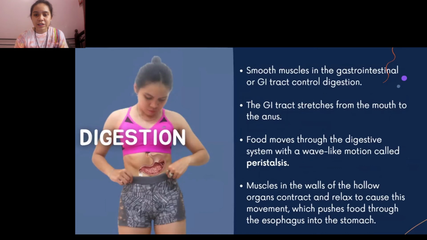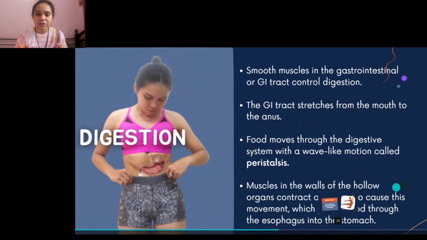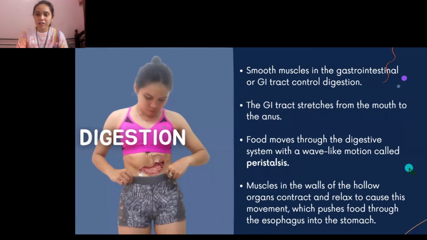Digestion. The muscular system allows for movement within the body, for example, during digestion or urination. Smooth muscles in the gastrointestinal or GI tract control digestion. The GI tract stretches from the mouth to the anus. Food moves through the digestive system with a wave-like motion called peristalsis. Muscles in the walls of the hollow organs contract and relax to cause this movement, which pushes food through the esophagus into the stomach. The upper muscle in the stomach relaxes to allow food to enter, while the lower muscle mixes food particles with stomach acids and enzymes.